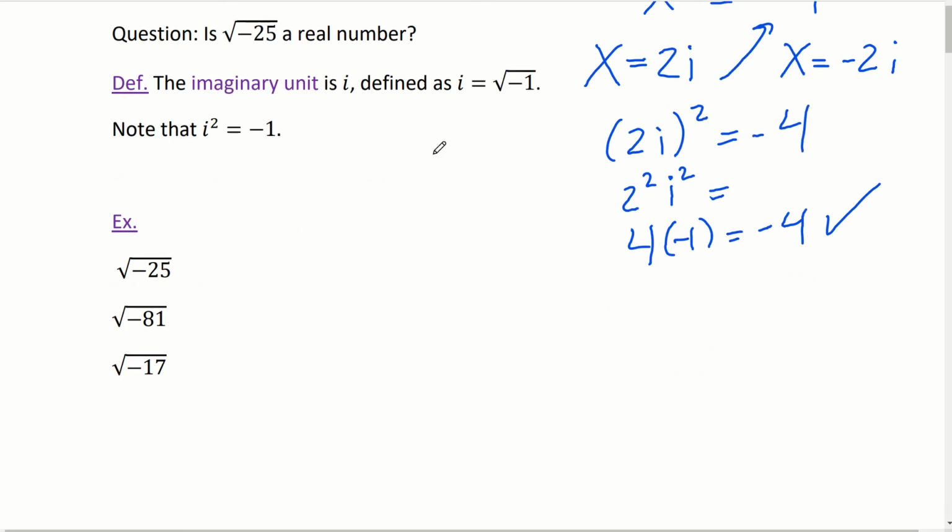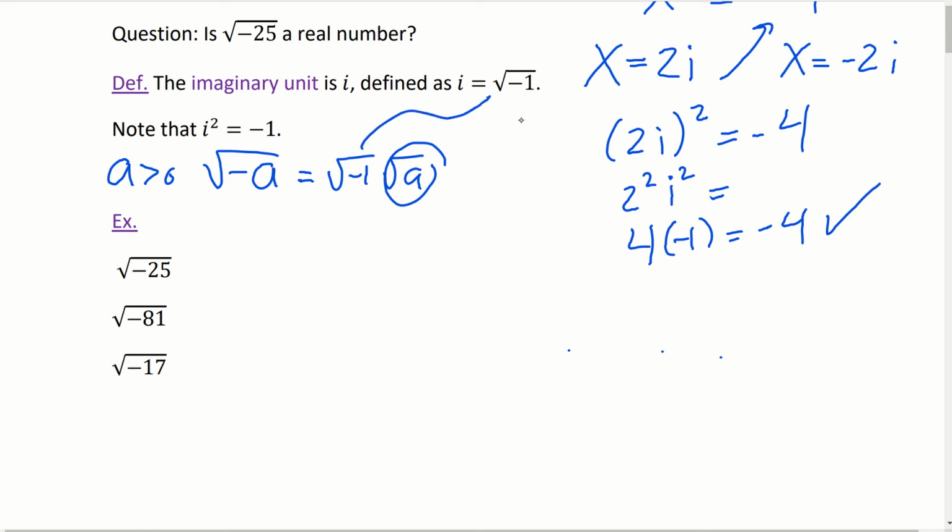Okay. So also, let's suppose that a is greater than 0. Then the way that you can handle and break down a negative under a radical like this is to split it apart. You can take out the square root of negative 1 times the square root of a, where now this is a real number because a is greater than 0. The square root of negative 1 is by definition i. And we can write this as i square root of a.